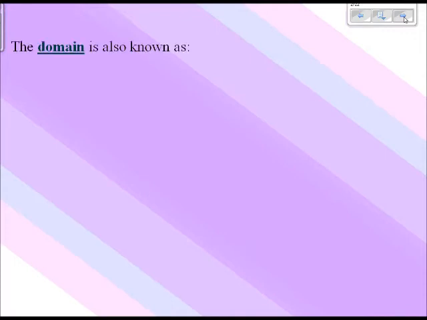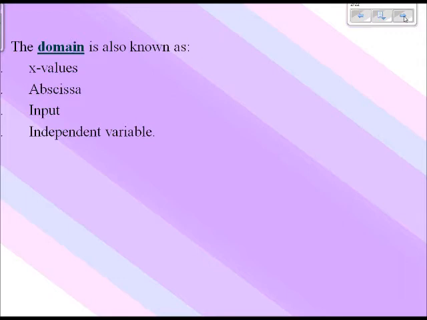The domain is also known as, here's some vocabulary for you. It is, first of all, the set of x values. It's called the abscissa. Okay? New word for you. It is the input, and it is the independent variable. Independent. And we're going to talk a lot about that when we graph functions.